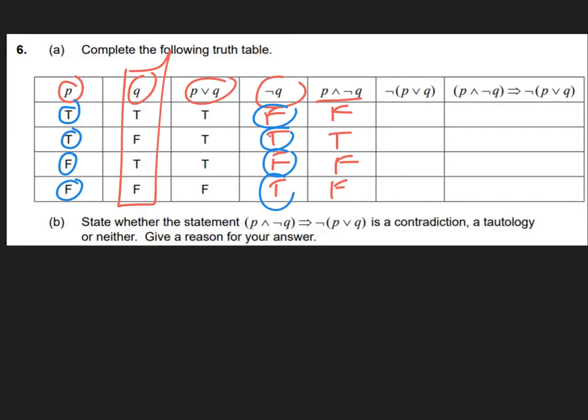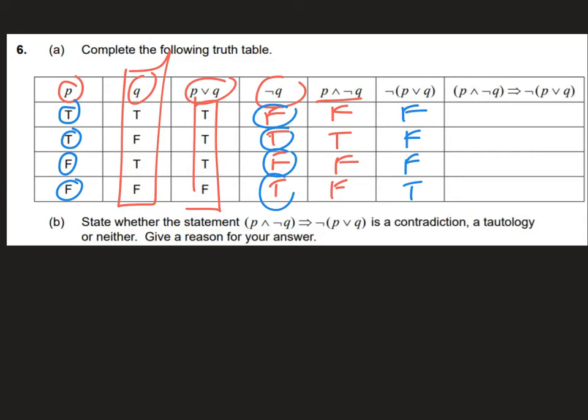Next up then, we have got not P or Q. So again, the shortcut that we can do here is do the reverse of the signs. So if P or Q is true, then not P or Q must be false. And similarly, we can complete the rest of the table like that.